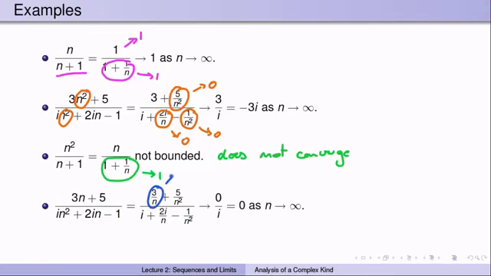In the numerator, 3 over n goes to 0, and 5 over n squared goes to 0. In the denominator, 1 over n squared goes to 0, and 2i over n goes to 0. i is constant equal to i, so the denominator goes to i, and the numerator to 0. 0 divided by i is 0. So this last sequence converges to 0 as n goes to infinity.